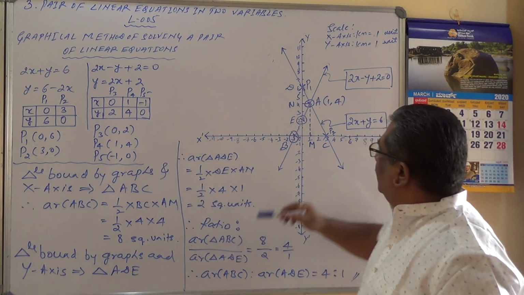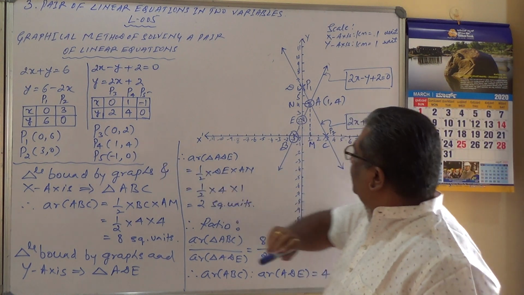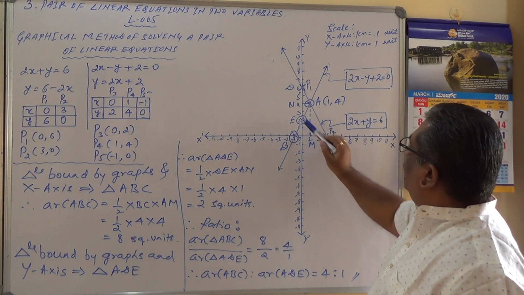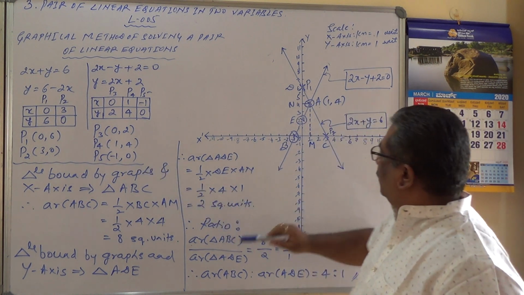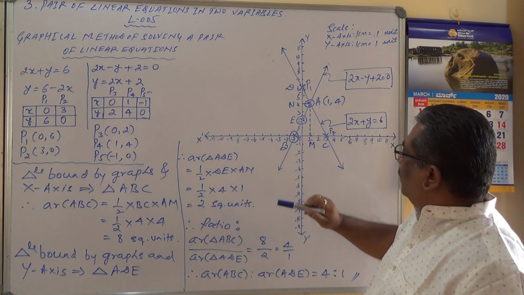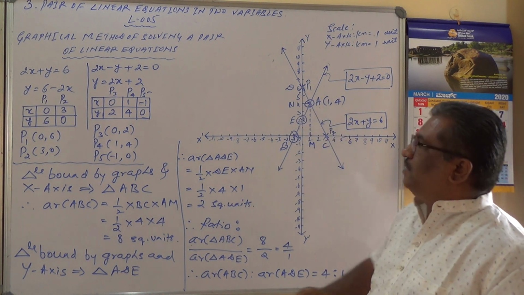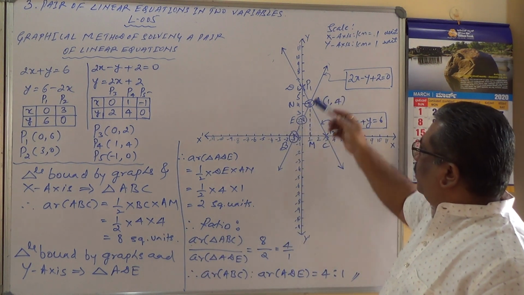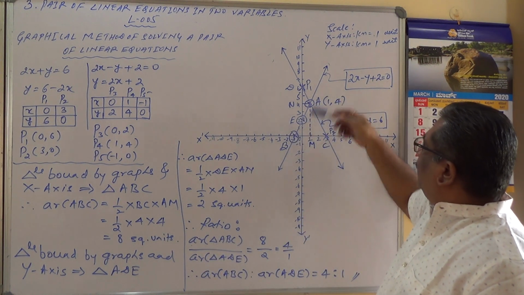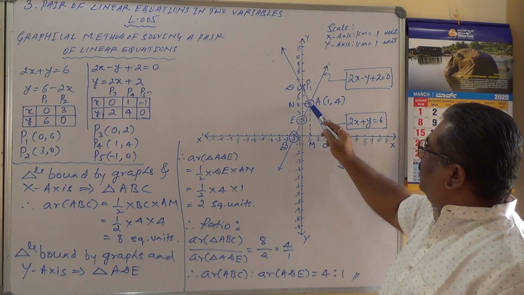1, 4: x coordinate is 1 and y coordinate is 4. This one with the circle. Minus 1, 0: minus 1 is the x coordinate, and y is 0. So this is the point. So the circled ones are the 3 points P3, P4, P5 respectively. Join those 3 points to get the graph like this. So these 2 graphs are intersecting at point A here.